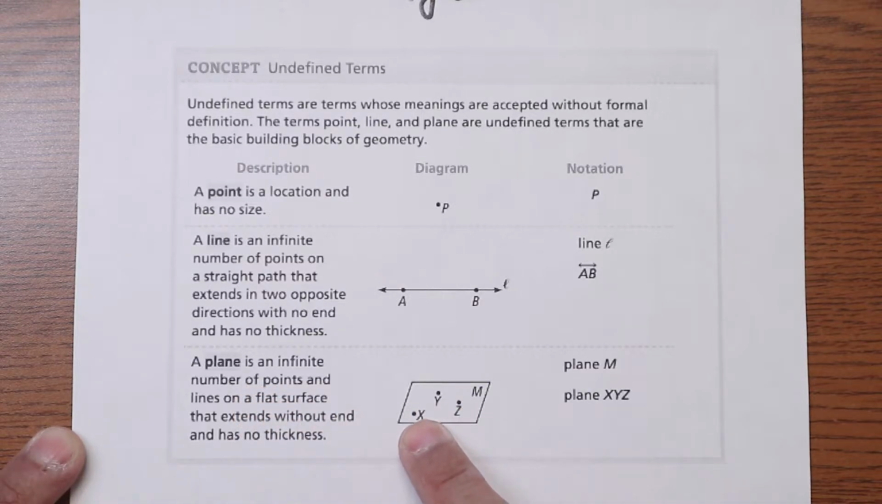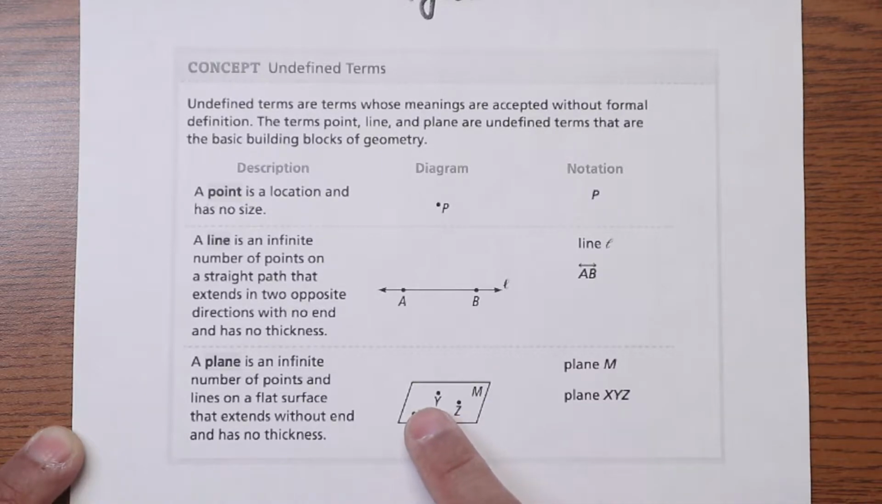Well, in a diagram, you're just going to draw a little parallelogram kind of shape to indicate it's a plane. It's like a piece of paper. And if there are points on the plane, think of like erasers. If there are 3 erasers on the tabletop, then you could use those to name the plane.